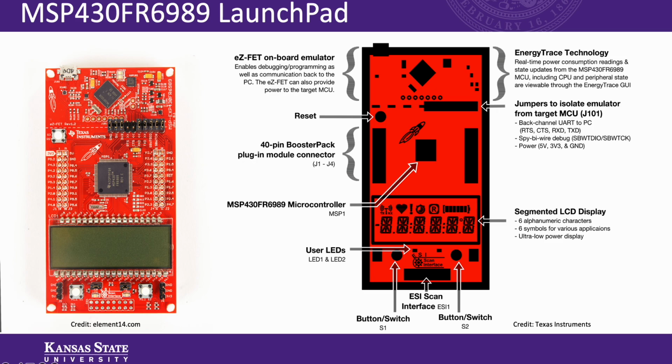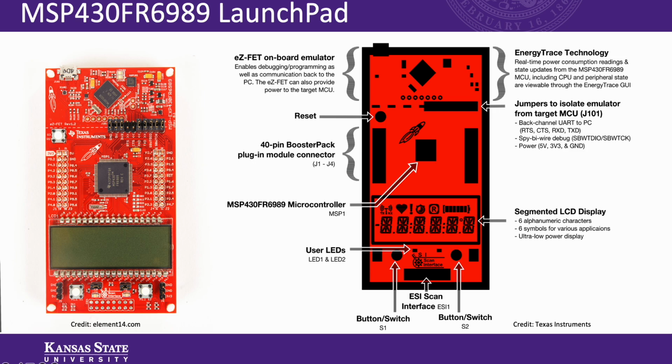So maybe the most important one of these goodies is the onboard emulator at the top left of the board when oriented this way. The onboard emulator communicates with a personal computer running Code Composer Studio for programming and debugging. And Code Composer Studio is something that we're going to look at in this class. You'll use it a lot in lab especially. Below that is the reset button. When pressed, the microcontroller is forced to reset and runs the program from the beginning.